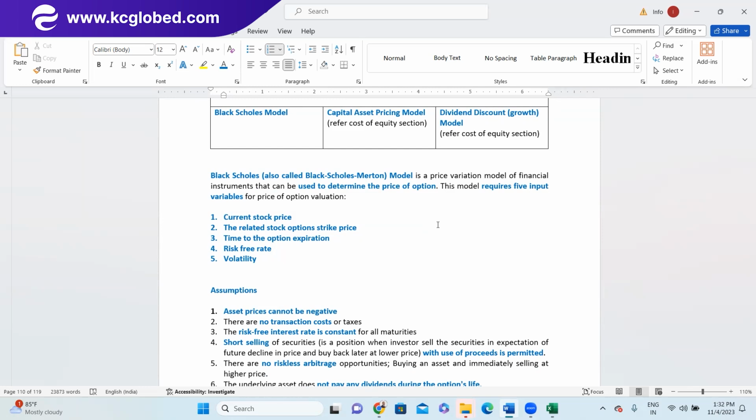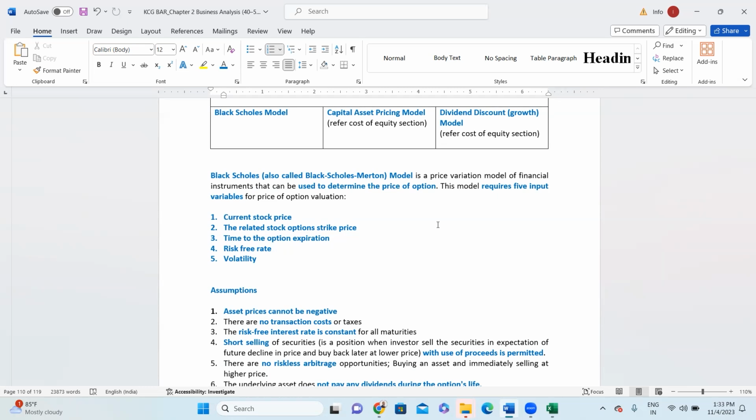What are the input variables required? Current stock price. Second is the strike price. Third is the time when the option is about to expire, the risk-free rate of interest, and the market volatility, right? So these are the 5 variables you need to keep in mind when you are calculating the call option and put option, right? And there are certain assumptions which you need to keep in mind.